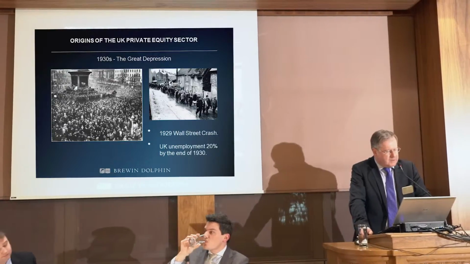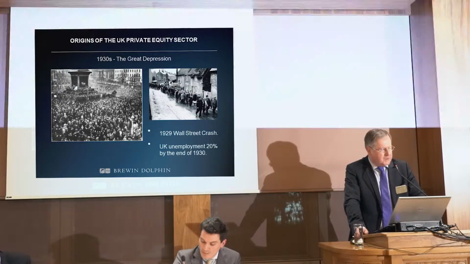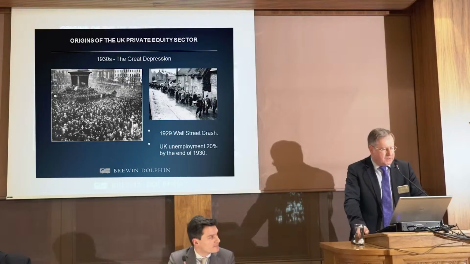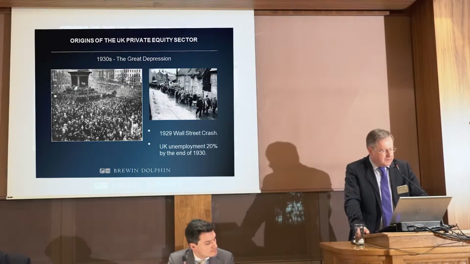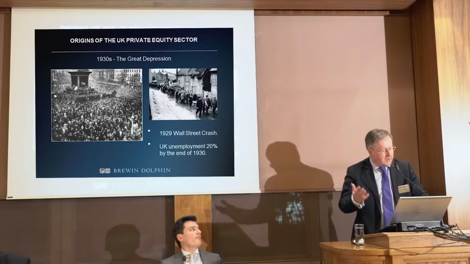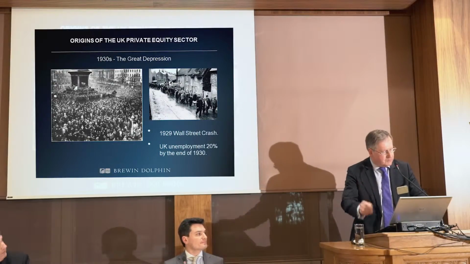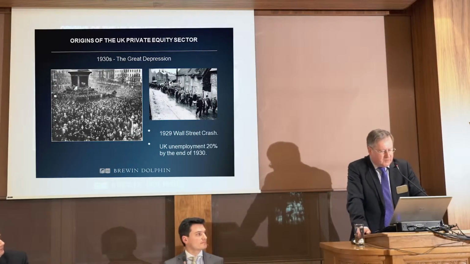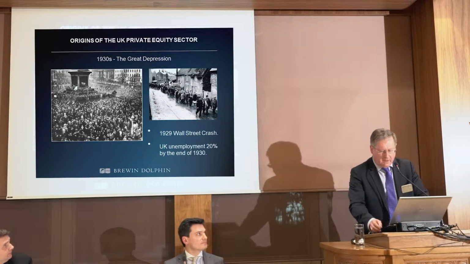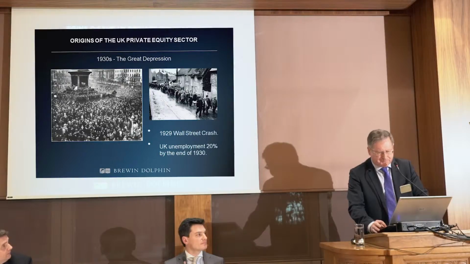1930 in the UK, tens of thousands of unemployed people in Trafalgar Square on the left, and on the right there was a thing called the Jarrow March, where unemployed workers walked from the north of England to the south of England to protest about the extreme economic conditions. And obviously there are some reflections of what's happening here today. And as I say at the bottom there, UK unemployment hit 20% by the end of 1930.